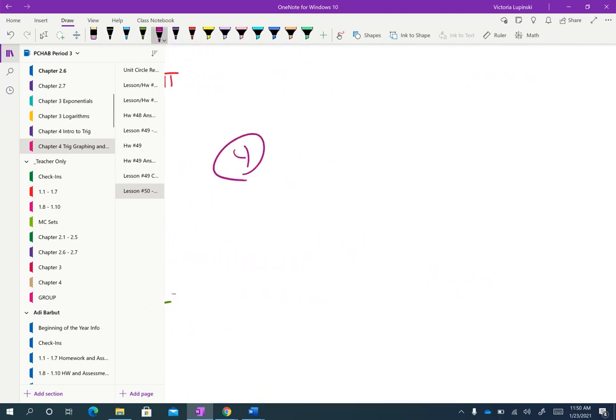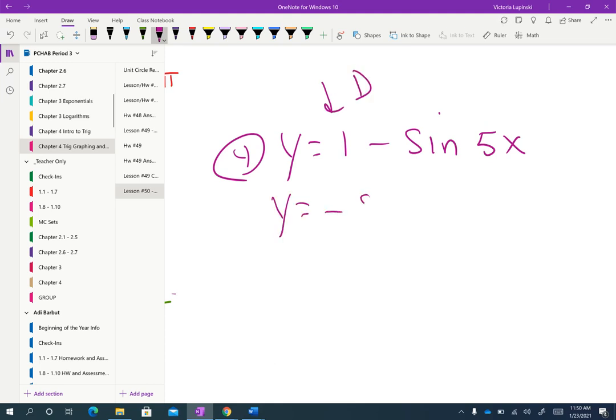So number 4, let's go ahead and consider y equals 1 minus the sine of 5x. So in this case, the one that's out front, that is the d. Again, you're fine to leave it out front if it doesn't bother you. Personally, I prefer to have it in the back. So I'm going to move it to the back.